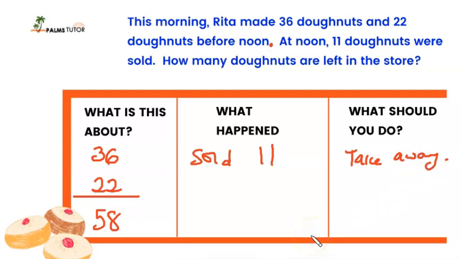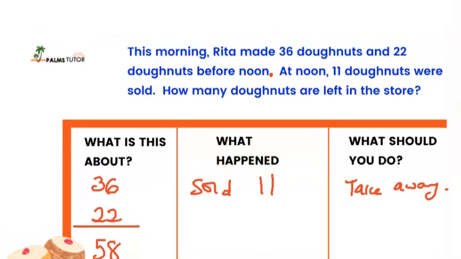Don't worry. I'm going to be teaching you the words, the phrases, or some examples that tell you about addition, subtraction, multiplication, and division. Because at the end of the day, it's always about these four operations. It's just for you to be able to know which one you are doing, right? So, identify each sentence and bring out this information. What is this about? What happened? And then what should you do?